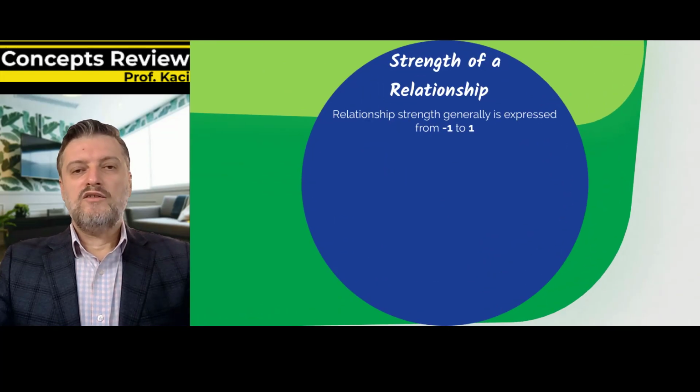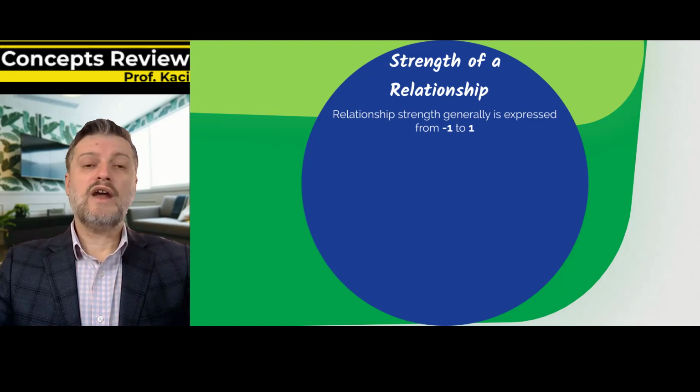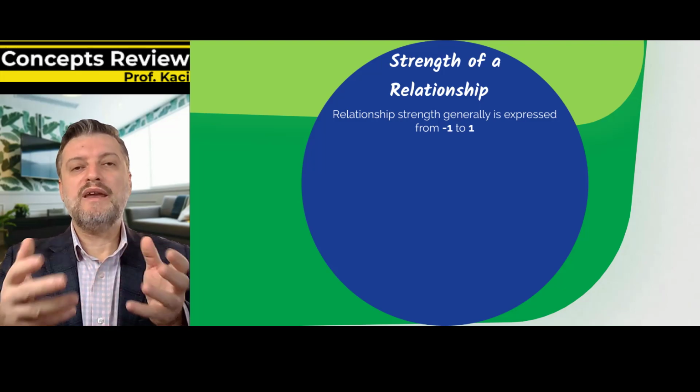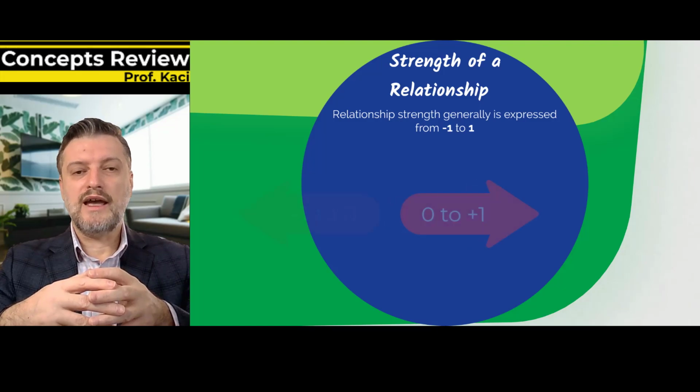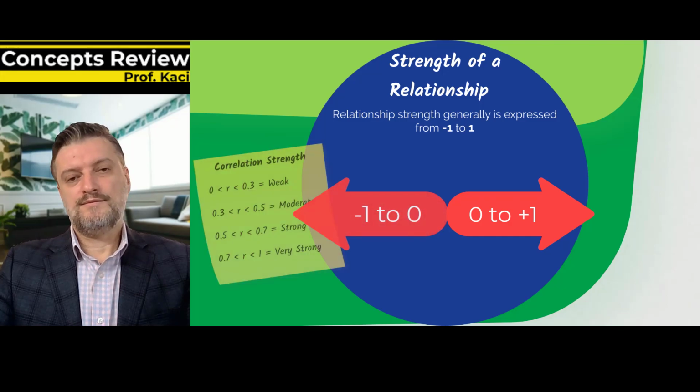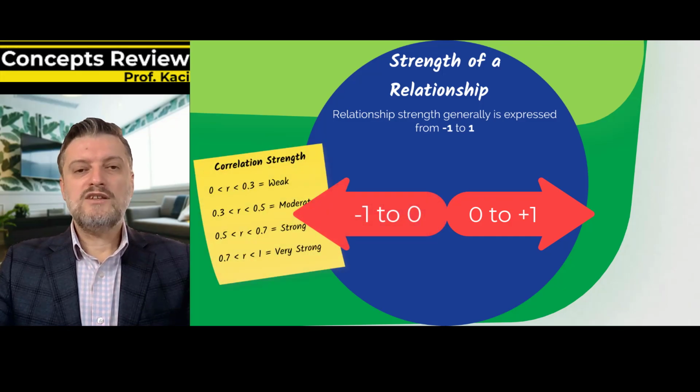The strength of a relationship generally ranges from -1 to 1. The greater the absolute value of the coefficient of association, being the Pearson correlation coefficient, lambda or gamma, the stronger the relationship. It is generally agreed that a correlation coefficient between 0 and 0.3 is considered weak, 0.3 to 0.5 moderate, 0.5 to 0.7 strong, and above 0.7 represents a very strong relationship.